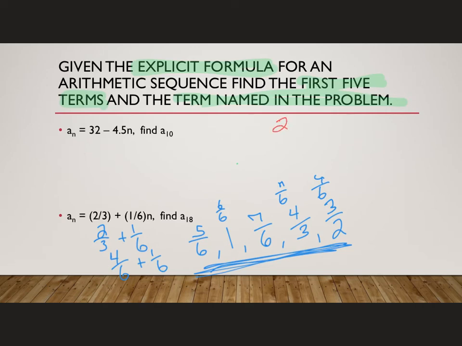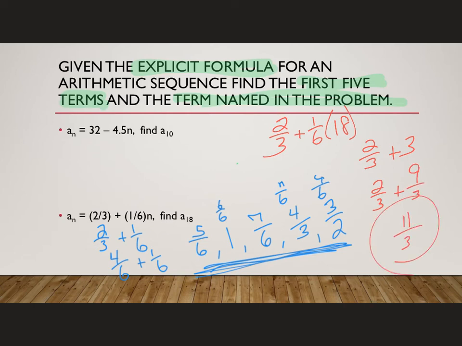So I have 2/3 plus 1/6 times 18. So 1/6 times 18 is going to give me 3. So I have 2/3 plus 3. Once again, I have to have my common denominator. So I have 2/3 plus 9/3, which gives me 11/3. That is my 18th term.